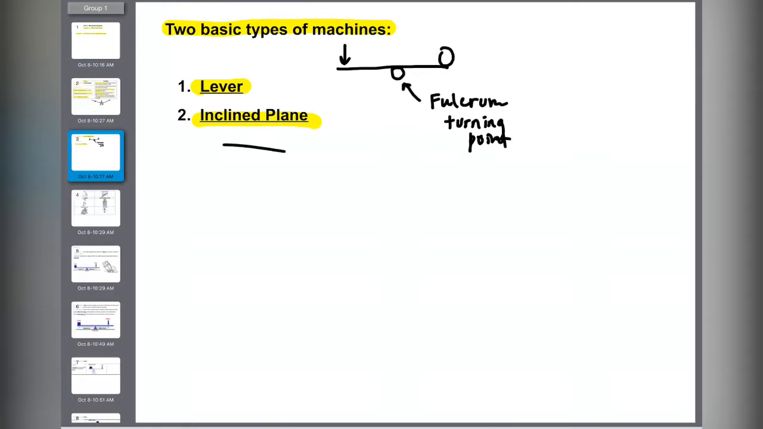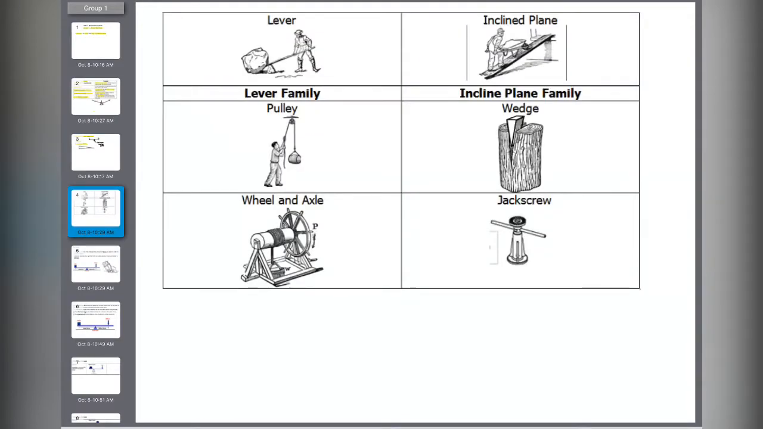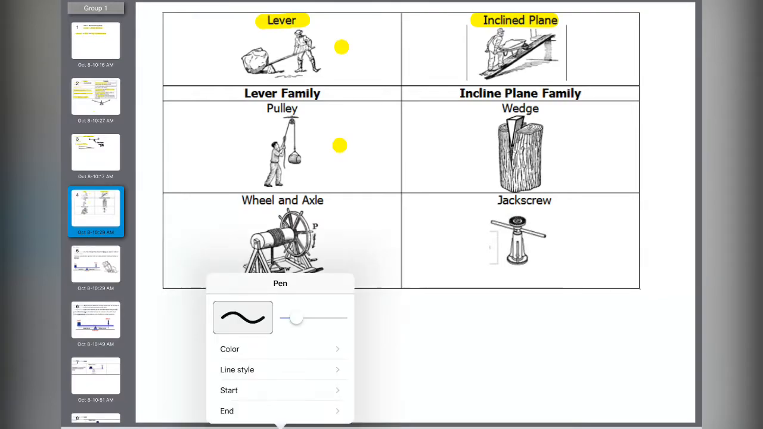Okay, an inclined plane, as it says, has a general shape of a triangle. And that's an inclined plane. And the 2 main families have relatives, right? Within the lever family, we obviously have the lever. Okay, so the first one is the lever. Pulleys also belong to the lever family.